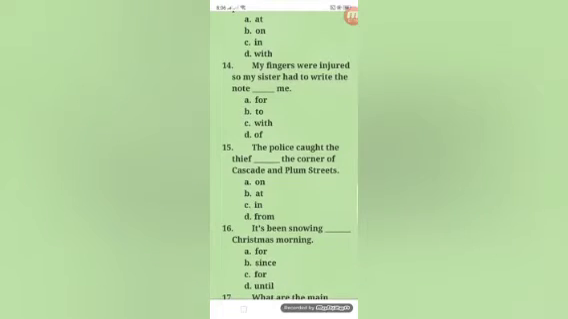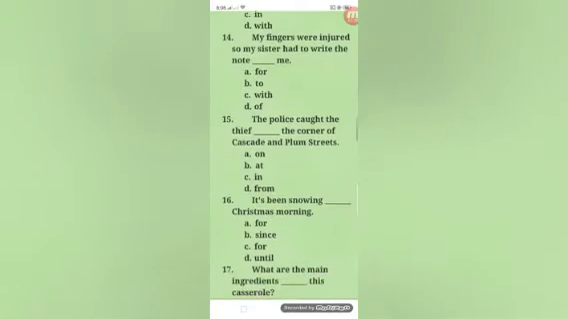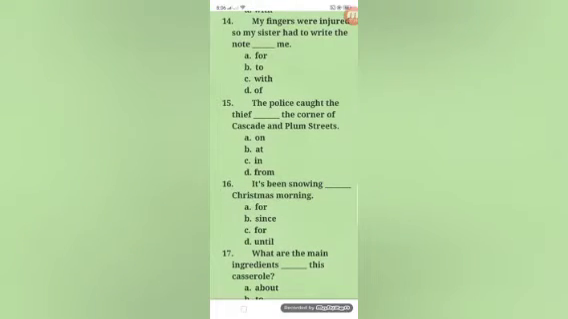My fingers were injured, so my sister had to write the note for me. For me, letter A. Why? Because if you're asking someone to do something for you, you always have to use for. Okay? So for me or for him, for her. Okay? Next, number 15. The police caught the thief blank the corner of Cascade and Plum Streets.